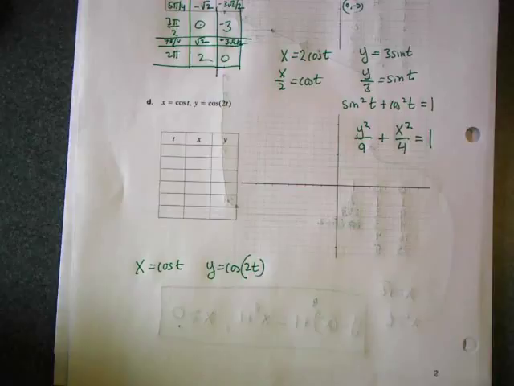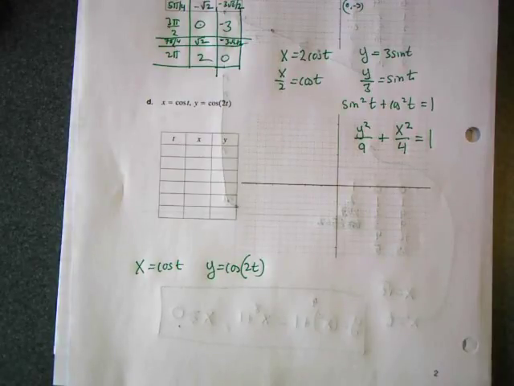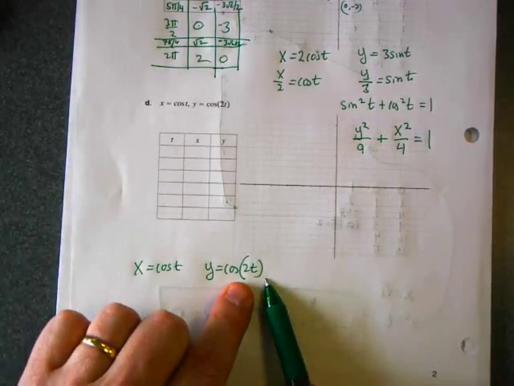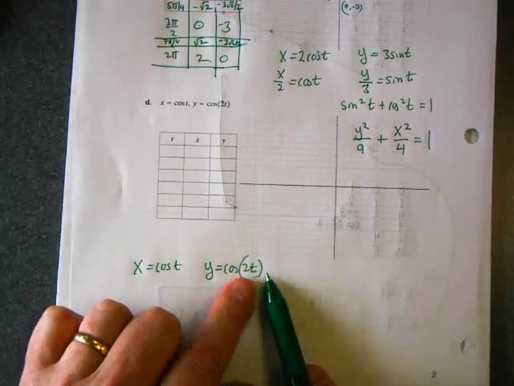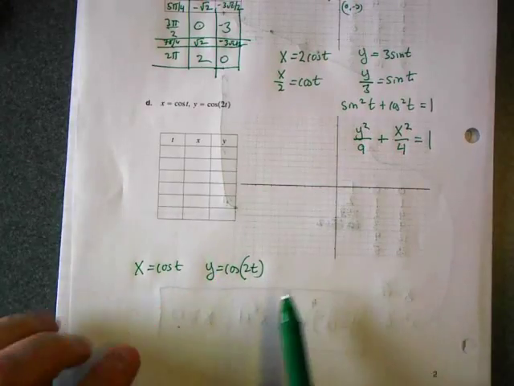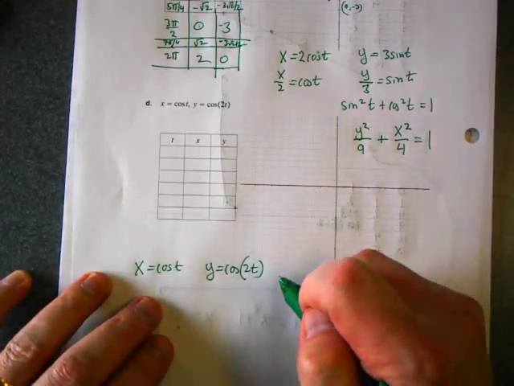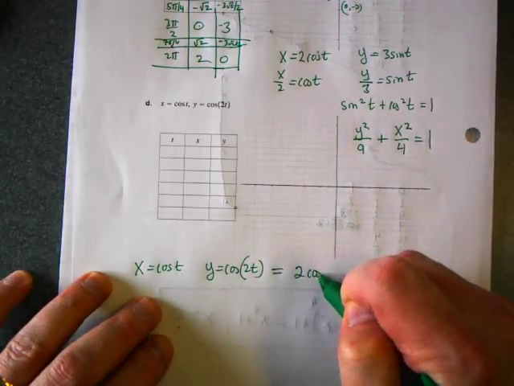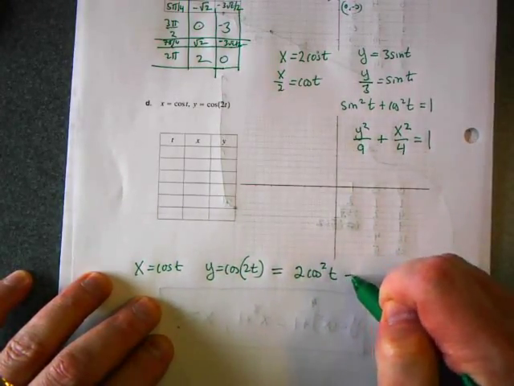It kind of reminds me of back when we were doing identities. When we had one that had a t and one that had a 2t, we used one of our special formulas, which was the double angle formula. So the double angle formula for cosine, there were 3 of them. I'm going to use this one. This is 2 cosine squared t minus 1.